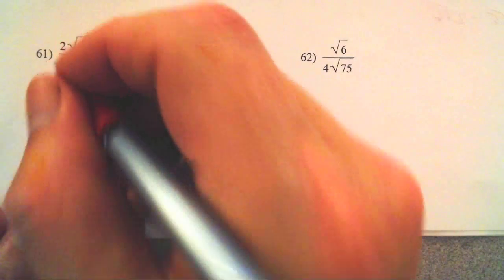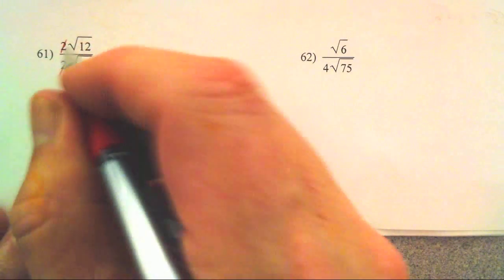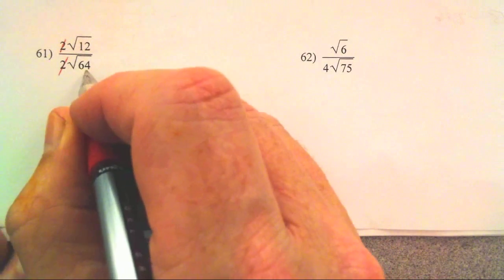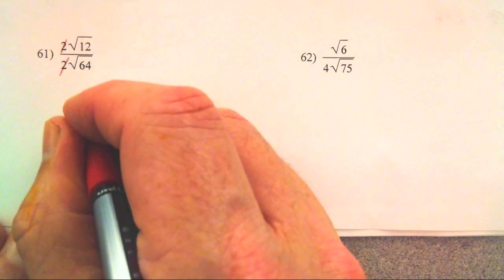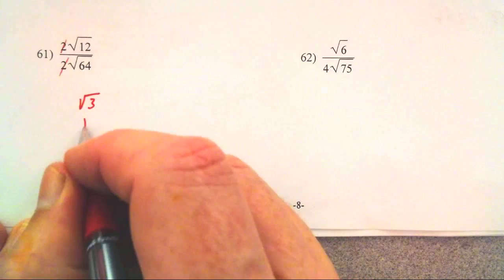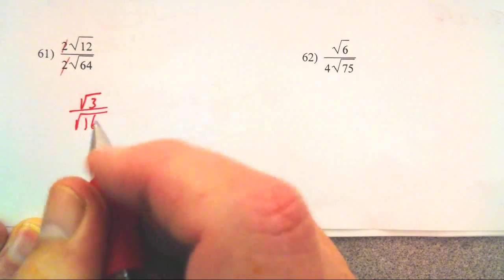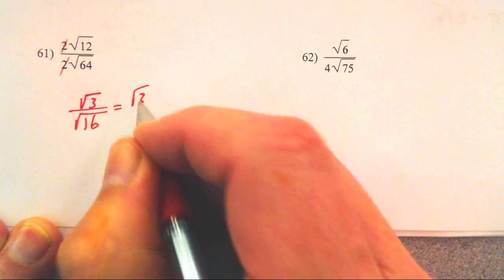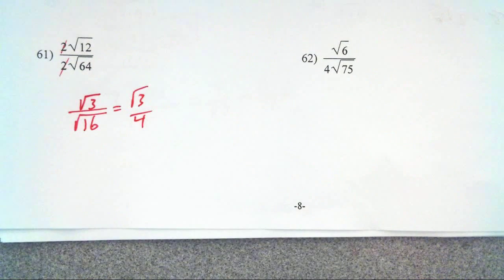Okay. Number 61, reduce by fractions. Well, the 2's reduce. They're not square roots. 12 and 64 both reduce by 4. Square root of 3 on 16. Square root of 16, we're specializing right now. Square root of 3 on 4.